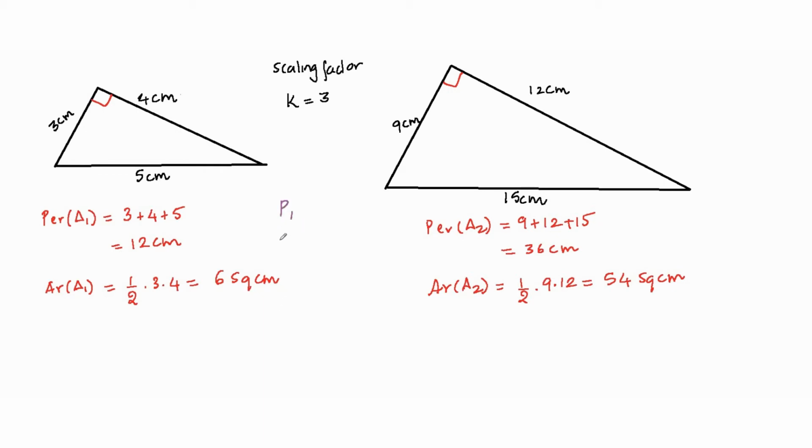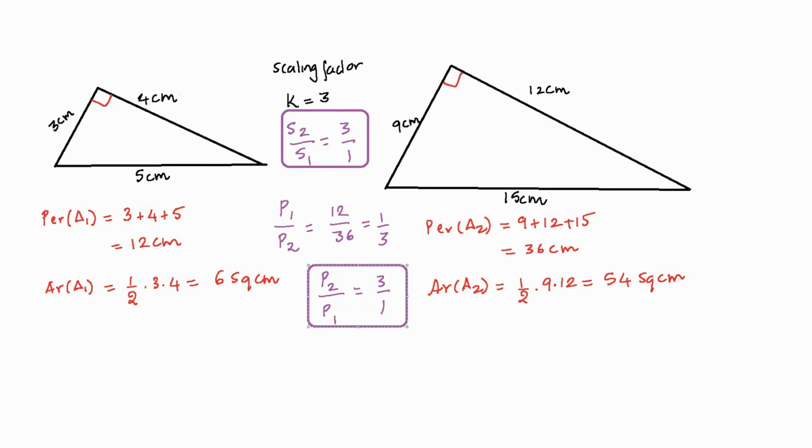Now if you were to find the ratio of their perimeters, let's do that. Perimeter of triangle 1 by perimeter of triangle 2 is 12 upon 36, which is 1 by 3, which means perimeter of triangle 2 by perimeter of triangle 1 is 3 upon 1. And here also side 2 by side 1 is 3 upon 1. So this tells me that the perimeter scales by the same factor as the sides. So if sides have tripled, the perimeter has also tripled. Similarly, let's find the ratio of their areas.